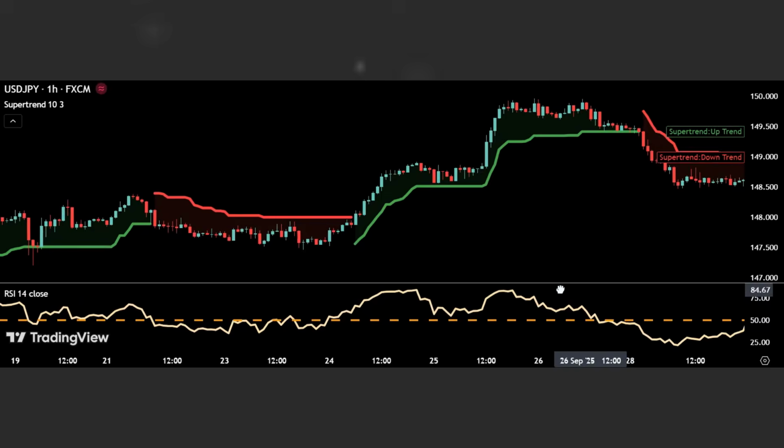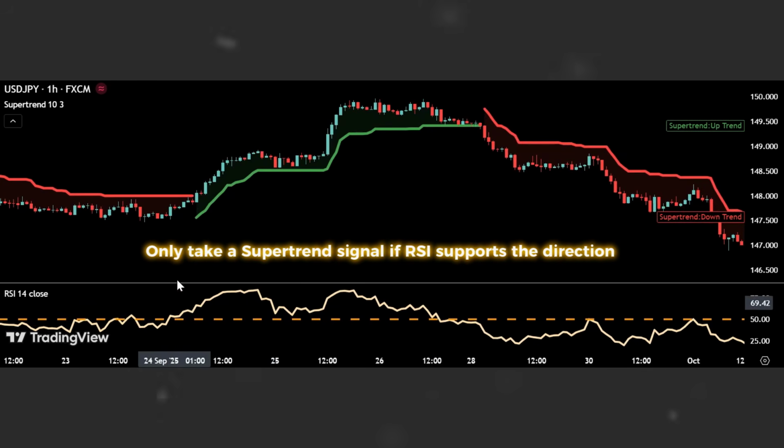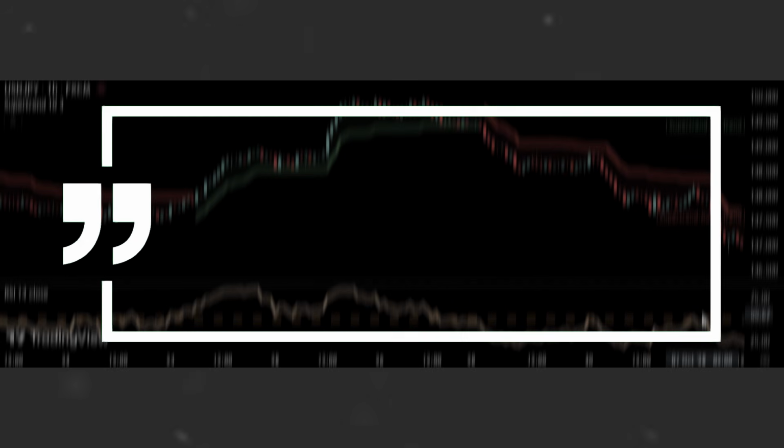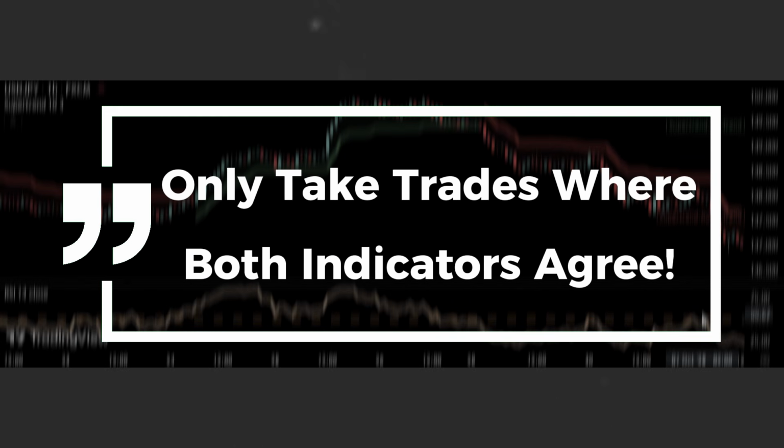The simple rule is: only take a Supertrend signal if RSI supports the direction. For a buy trade, Supertrend must be green and RSI must be rising above 50. For a sell trade, Supertrend must be red and RSI must be falling below 50. This simple filter helps you focus only on trades where the market has both trend and momentum, reducing mistakes and improving results. Remember, only take trades where both indicators agree.